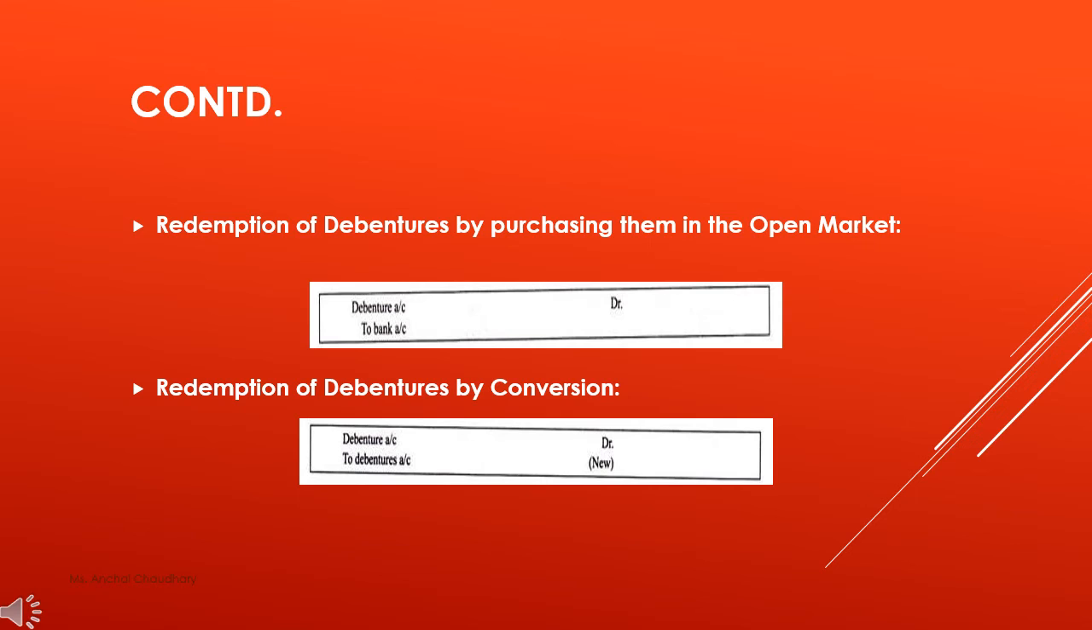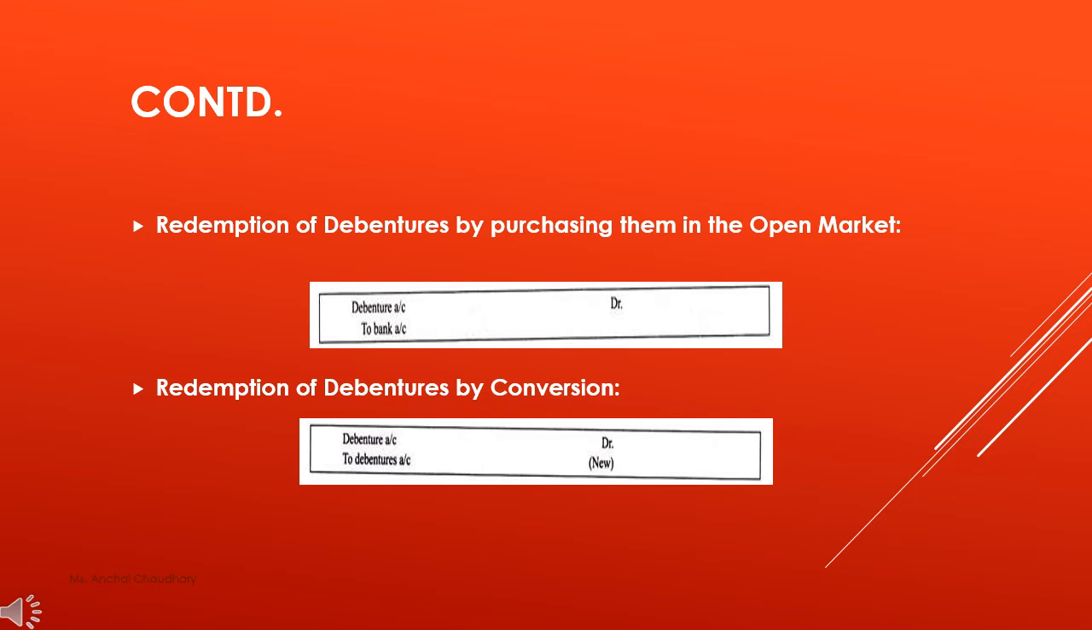Next is redemption of debentures by purchasing them in the open market. Sometimes the company purchases the debentures in the open market at its convenience and redeems them. The company may purchase the debentures at par, premium or discount. So the journal entry in this case will be debentures account debit to bank account.